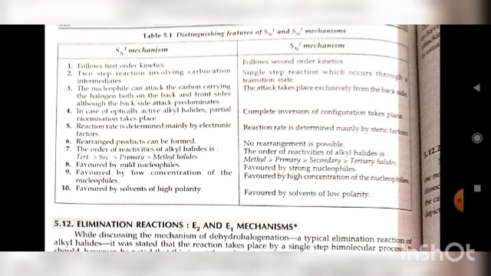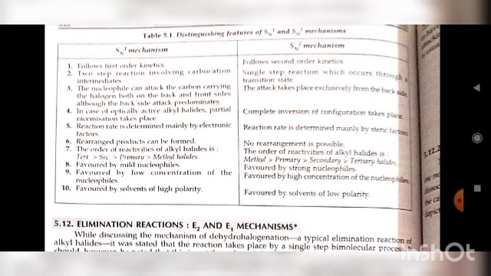SN1: rearranged product can be formed. SN2: no rearrangement is possible. SN1: the order of reactivity of alkyl halides is tertiary, secondary, primary, methyl halides. SN2: the order of reactivity of alkyl halides is methyl, primary, secondary, tertiary halides.